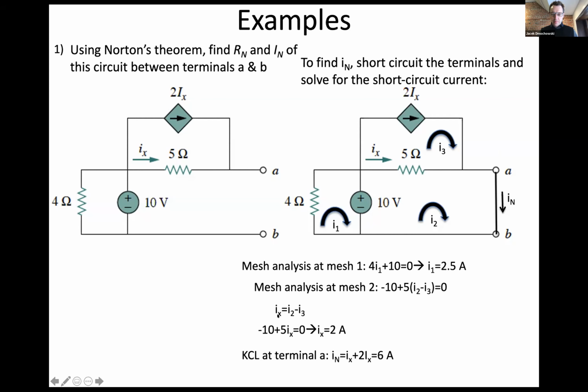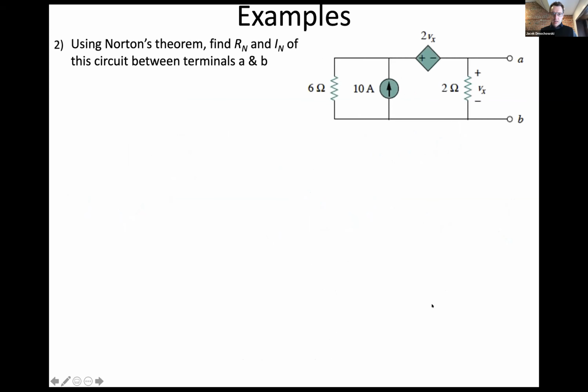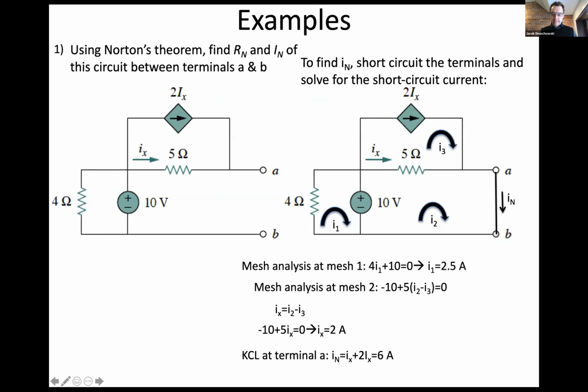And so we can substitute that in. We can substitute Ix for I2 minus I3 here. And now we have a value for Ix, which was 2 amps, which we really could have gotten just by looking at this picture, right? You have 10 volts here, 0 volts here. So there has to be 10 divided by 5 equals 2 amps flowing here. Right. And so the value of IN is 6 amps.